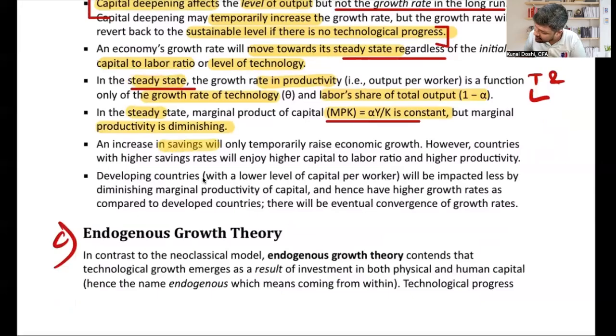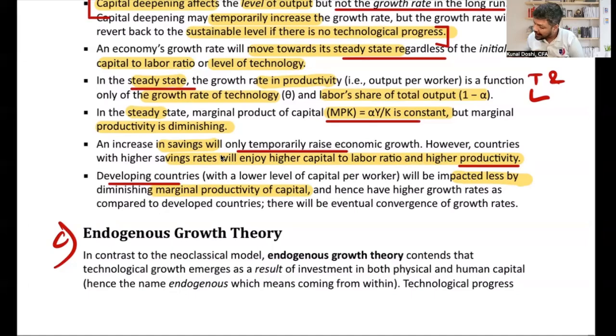And increasing savings will also help, but temporarily only. So any form of capital, even if you save, that savings will result in more investments, but again, those investments will not increase the economy forever. However, countries with higher saving rates will enjoy a high capital to labor ratio and high productivity, but again, this is only temporary. Developing countries, however, will be impacted by less diminishing marginal productivity of capital, isn't it? We discussed that developing countries still have some scope for capital deepening.